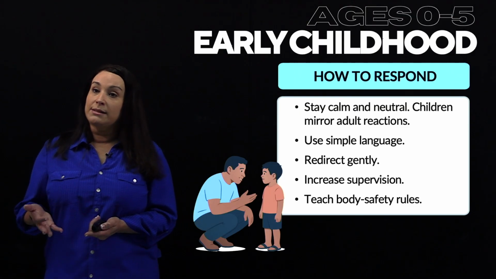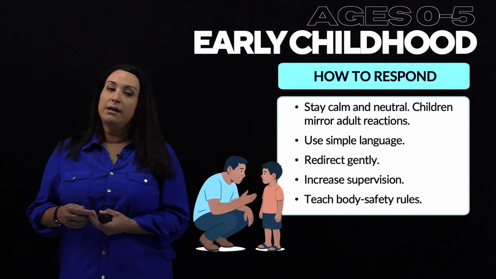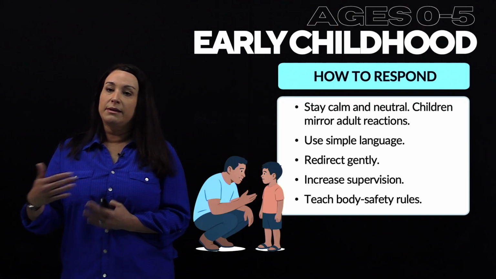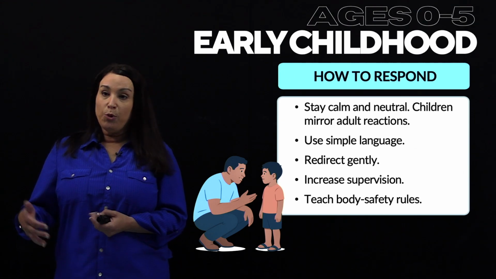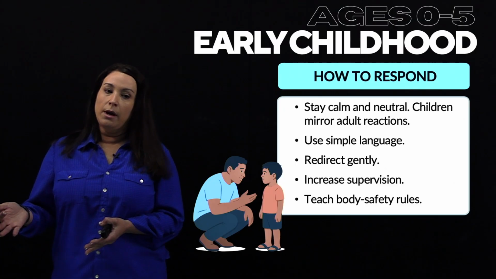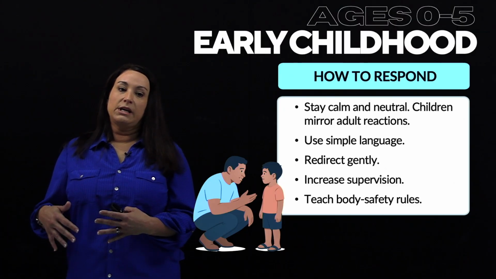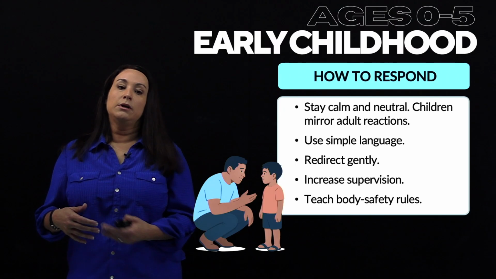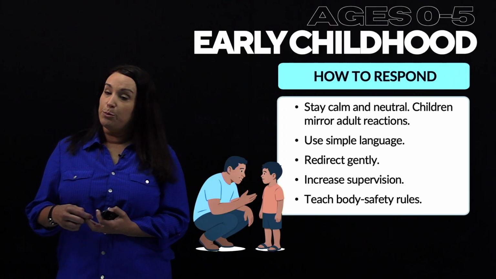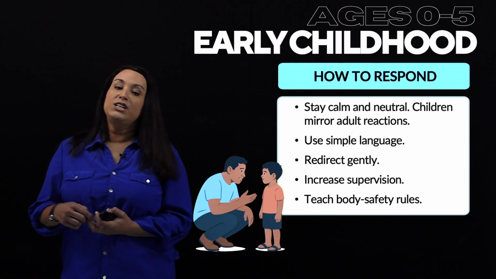How to respond as an adult to this age group. You want to stay calm and neutral, that children mirror your interaction. So you want to meet the kid where they're at. Use simple language, but use accurate language. So use the proper names for body parts, and you want to redirect gently and not shame a child, as well as increase supervision if needed, and teach body safety rules.